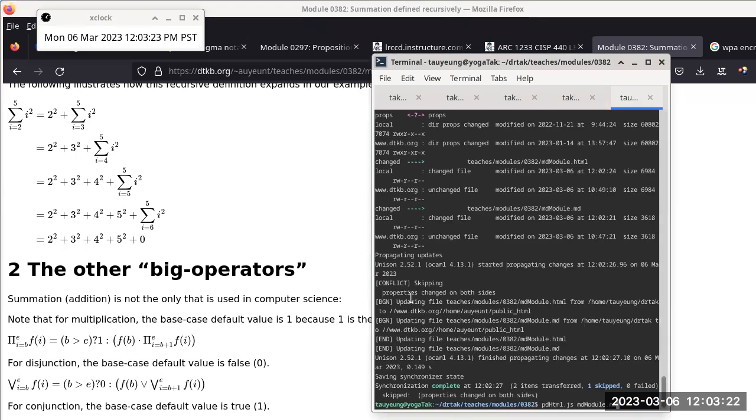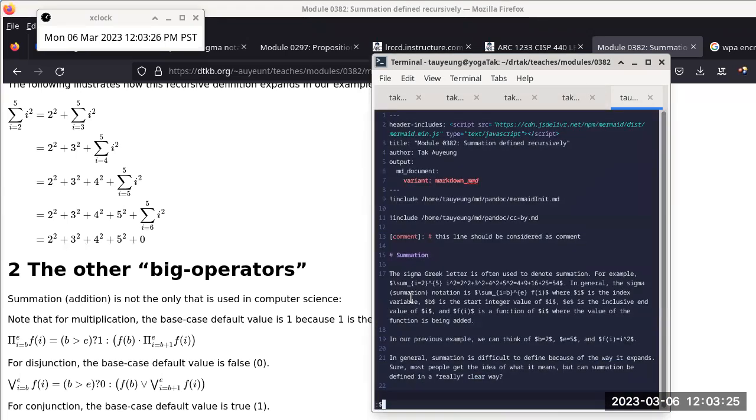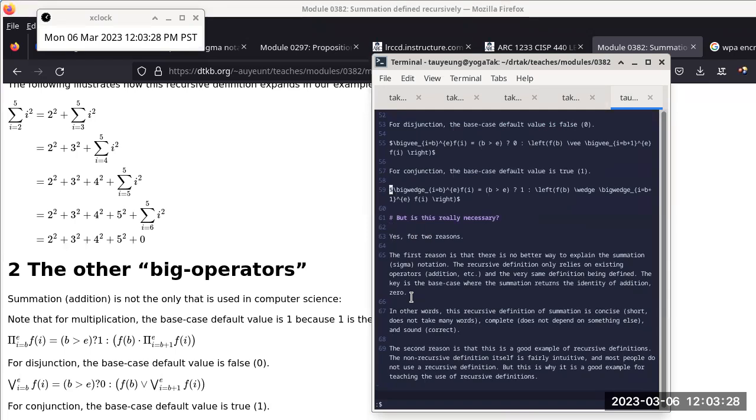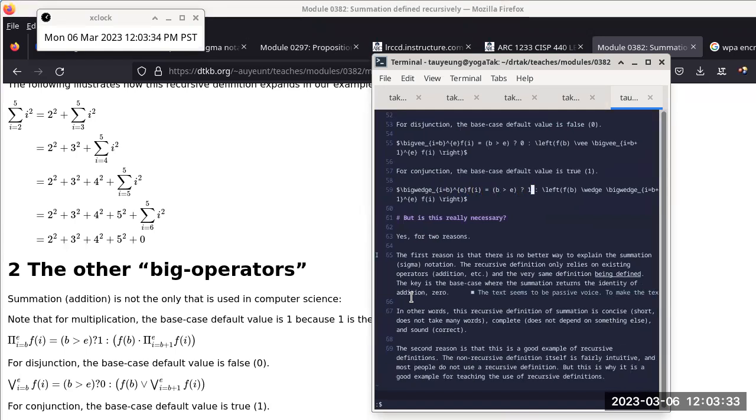Let me double check. I did something stupid. Probably because this thing here is incorrect. So we can left click wedge. Right. Okay, well, somehow the notation doesn't translate, so I have to fix it. And then I explained, is this really necessary? In other words, for something as simple as the summation notation, is it really necessary to use a recursive definition? I'll fix this so that you can read about it. All right, so there was that.